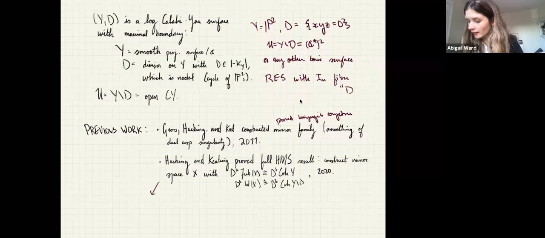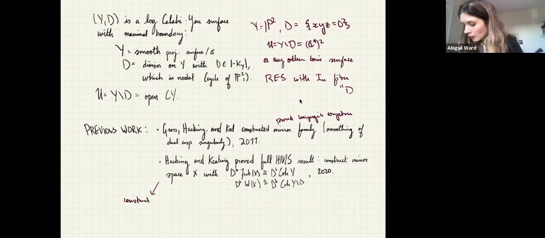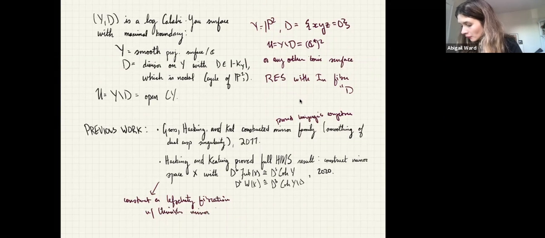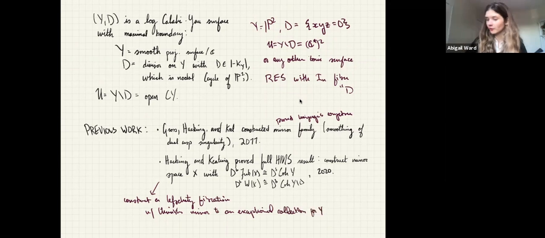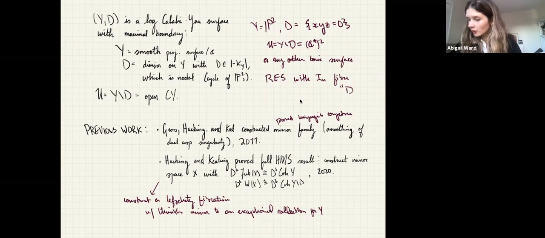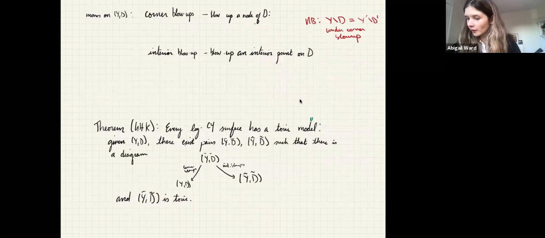What they do is construct a Lefschetz fibration with thimbles mirror to elements of an exceptional collection for Y. And it's a really nice paper, so I highly recommend it. What I'm going to tell you about is another perspective that we hope will generalize to higher dimensions. It's going to be a little bit different than the Hacking-Keating construction, but the mirror spaces X will be symplectomorphic.